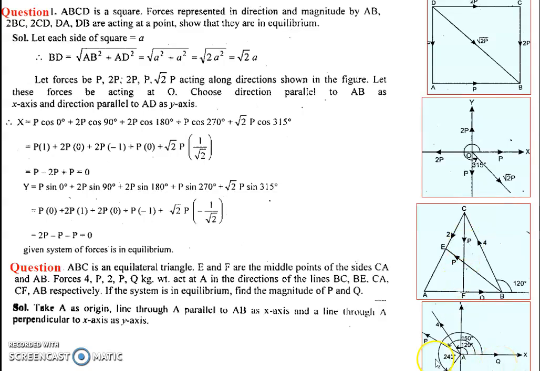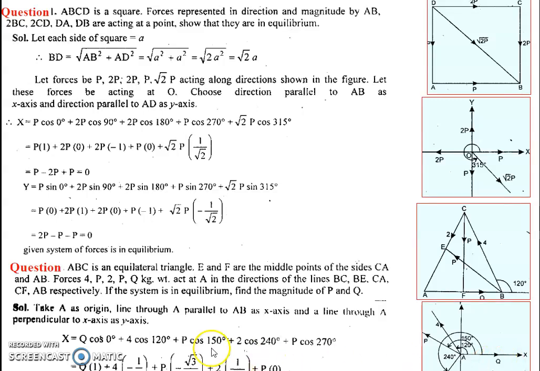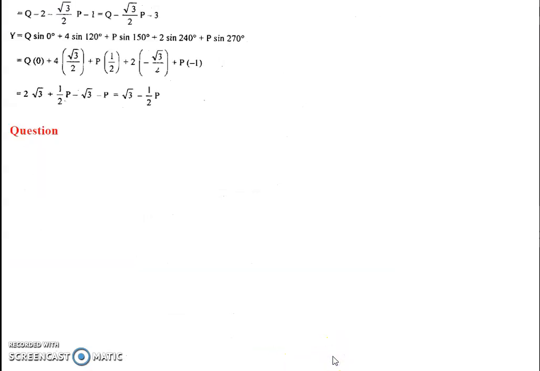So resolving all forces along the x direction: Q into cos 0, 4 into cos 120 degrees, since this angle up to here is 120 degrees, P into cos 150 degrees, 2P into cos 240 degrees, and P into cos 270 degrees. I just put in the values of cos 120, cos 150 and cos 240. Cos 270 is 0. When we calculate these, we get this.